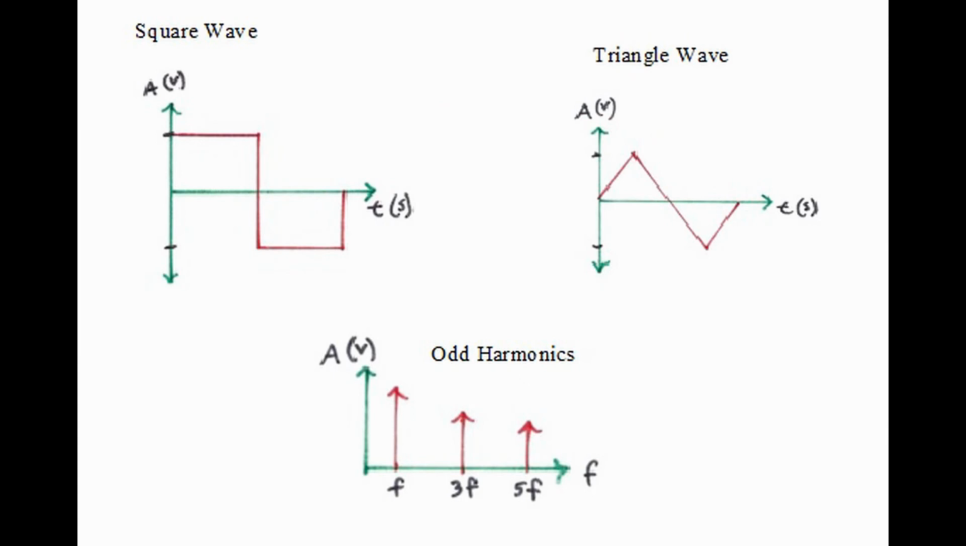An interesting thing occurs when dealing with square waves and triangle waves. Once again, if we know the formula for each wave and run it through the Fourier analysis, we find that these two waveforms have only odd harmonics. Notice once again, if we are dealing with a fundamental of 1 kilohertz, then you only have odd harmonics. In this case, it would be 3 kilohertz and 5 kilohertz.